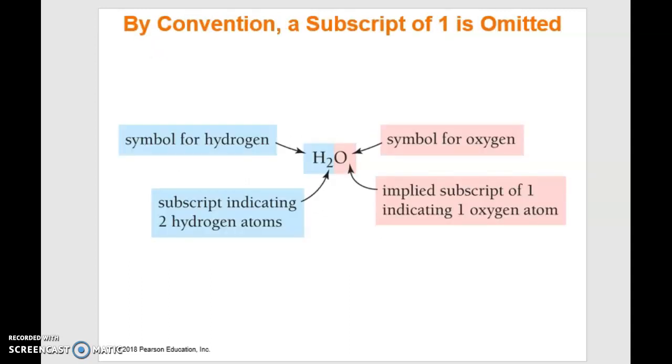Here is the picture of water. You have 2 hydrogens on the left, and on the right you have your oxygen. The 2, the subscript that you have here, is implying that you have 2 hydrogens. If there's nothing there, we already know that we have 1 oxygen, so you don't need to put the 1 saying that there's 1 oxygen.